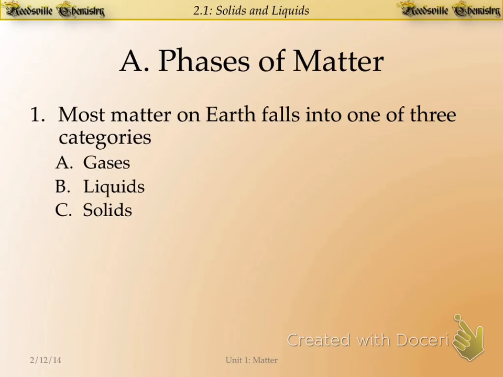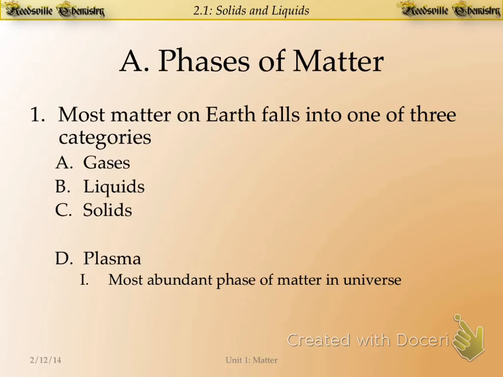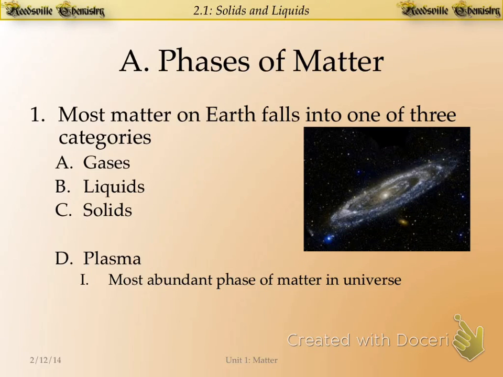Now, interestingly enough, if we add up all the gases, liquids, and solids in the entire universe, all of their masses, they won't equal the mass of the most abundant state of matter. We haven't even addressed it yet, and that's plasma. What the heck is a plasma? It's the most abundant phase of matter in the universe. Where do we see it? It's what makes up stars. Anytime you look at a fire, you ever sit around a campfire and you look at it and you think, well, what is that stuff? That's not a solid, it's not a liquid, it's not a gas, it's a plasma. Plasma is known as a superheated gas, and stars are made up of plasma.